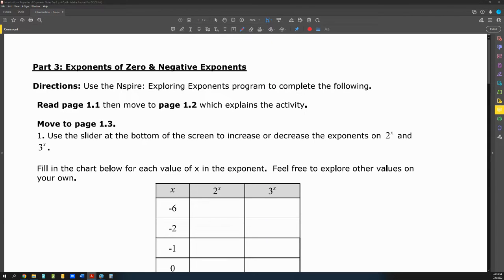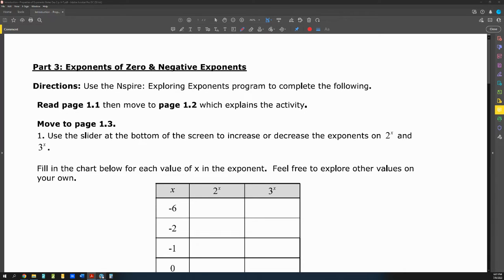Hi everyone. Today we will be completing our notes on the zero and the negative exponent. To begin, I want to take a look at the Inspire activity called Exploring Exponents. If you're following along with me in class, I've distributed this program to each of you, but if you're following along at home, you can just follow along with the video.